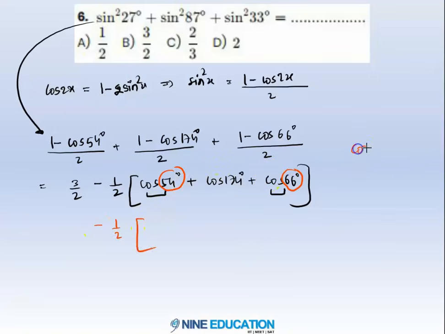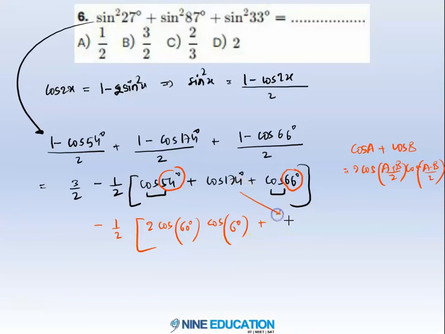The cos a plus cos b formula I am going to apply, which is nothing but 2 cos((a plus b)/2) cos((a minus b)/2). So as per that, this will be 2 cos 60 degree, and a minus b, if I do, it will become 66 minus 54, the difference is 12. In cos, whether you write 12 degree or minus 12 degree, it doesn't matter, and divided by 2, it will become 6 degree.